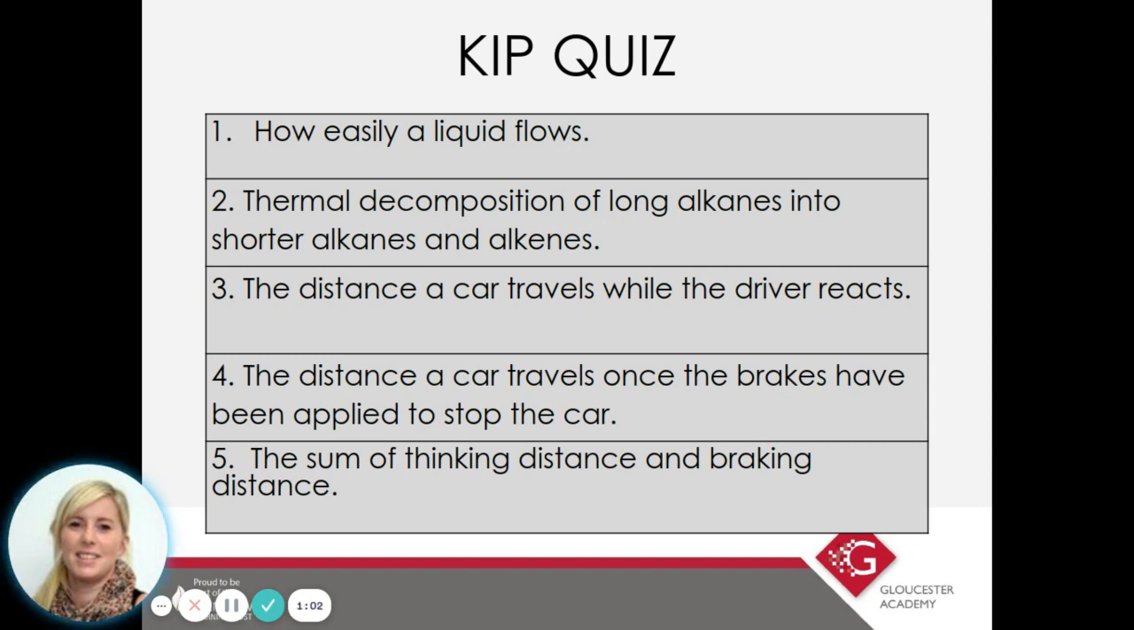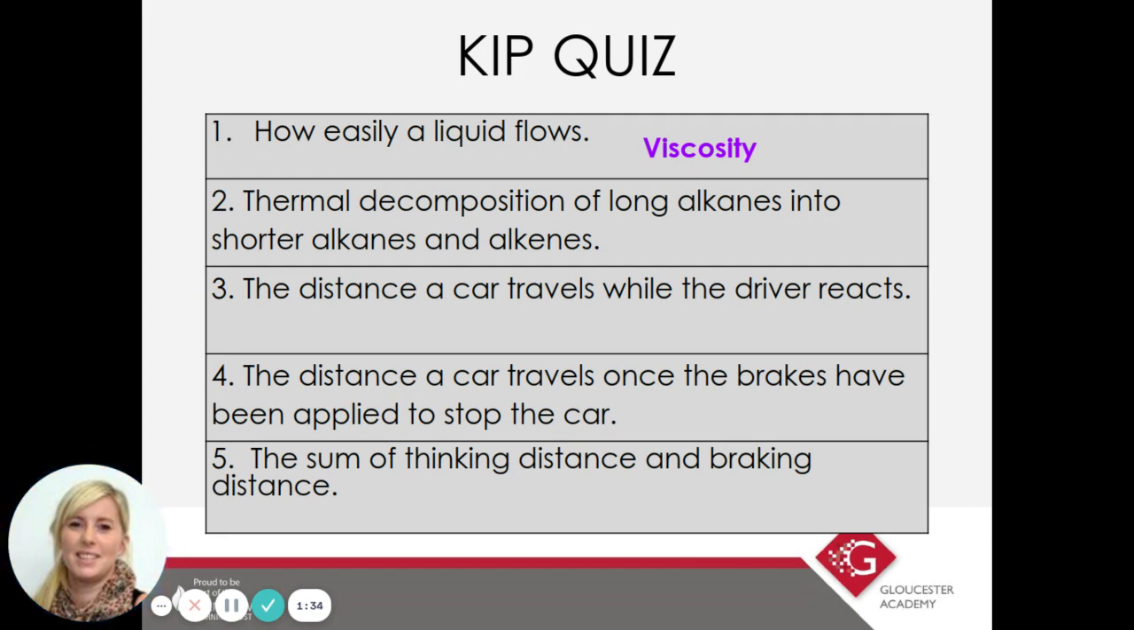Okay, so 3 minutes later then, magical. Let's go through the answers. So number 1, how easily a liquid flows. That's viscosity. So that links back to the organic chemistry topic, and it's one of the properties of hydrocarbons. And remember, something that is more viscous, like treacle, does not flow easily. So your longer hydrocarbons, they're more viscous, and that's not a good thing, which is why it's our shorter hydrocarbons that are more in demand, because they're less viscous and they flow more easily, like water instead of treacle.